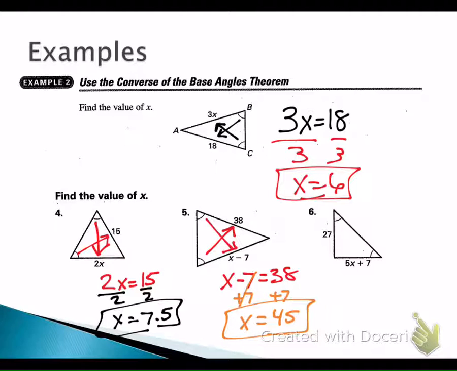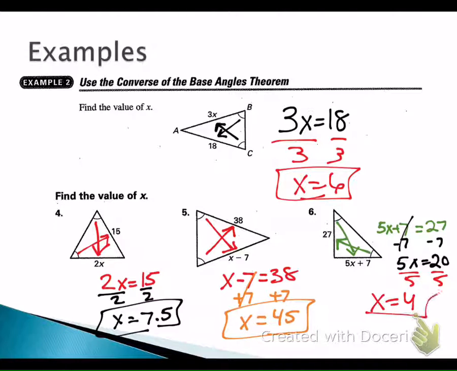All right, last one on this slide. We got a little more after this, so don't get too excited. Base angles are congruent. Sides across are congruent. So 5x plus 7 equals 27. Subtract 7 from both sides. 5x equals 20. Divide. X equals 4. You are correct. Questions on the isosceles triangle stuff?